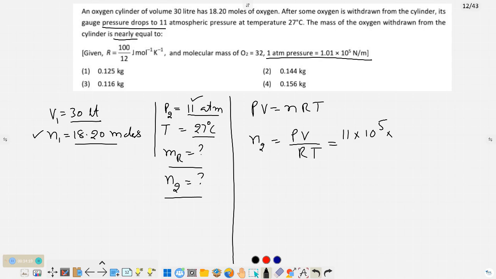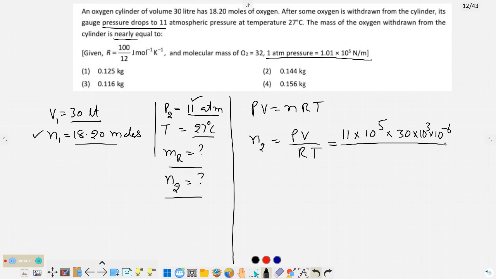Into volume, how much volume? Before and after, the volume of the container remains the same. It occupies the same volume, that is 30 liters. You have to convert into the SI system. 30 liters: 1 liter equals 1000 cc, that is 10 cube cc. Again, a centimeter cube contains 10 power minus 6 meter cube. This is the way you convert.